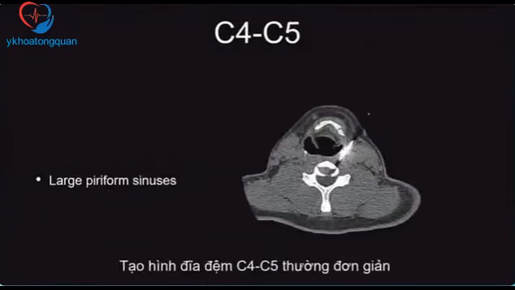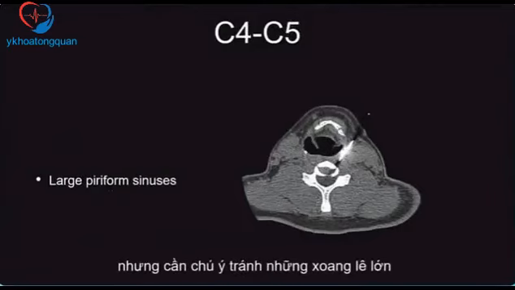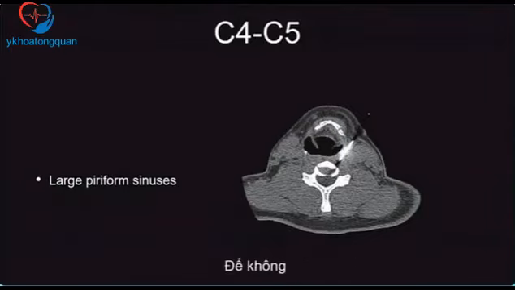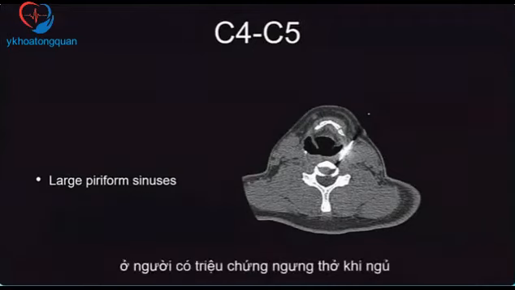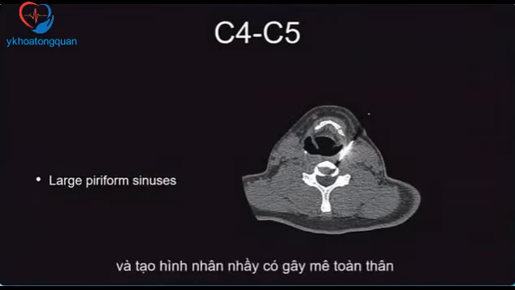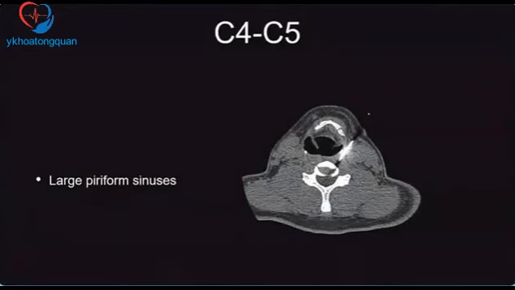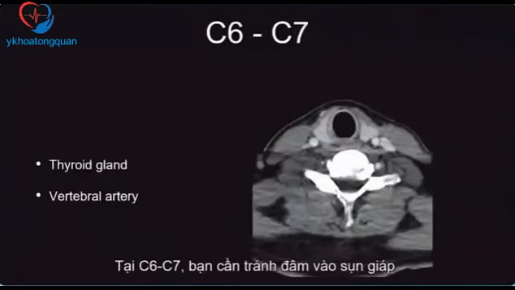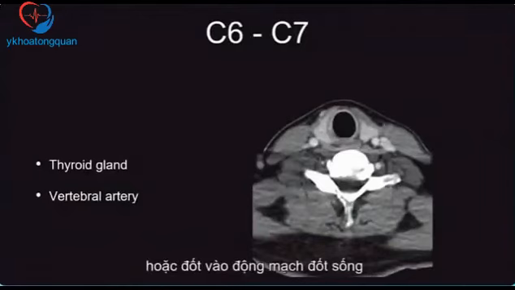Cervical nucleoplasty at C4, C5 is generally regarded as straightforward, but do be aware of potentially large piriform sinuses so that you don't end up placing the needle through the piriform sinus. These are often seen in patients with obstructive sleep apnea or when nucleoplasties are done with the patient under general anesthesia. At C6, C7, we want to avoid puncturing through the thyroid gland or hitting the vertebral artery.